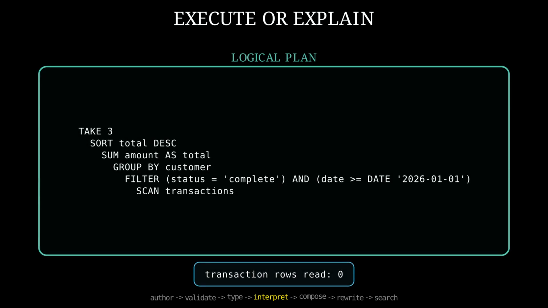Swap in the explanation algebra. No transaction row is opened. Each operator instead returns a phrase and connects it to the child plan. The root becomes: take 3, sort total descending, sum amount, group by customer, filter the 2 conditions, then scan transactions. The explanation is computed from the program, so it cannot quietly describe a different pipeline.